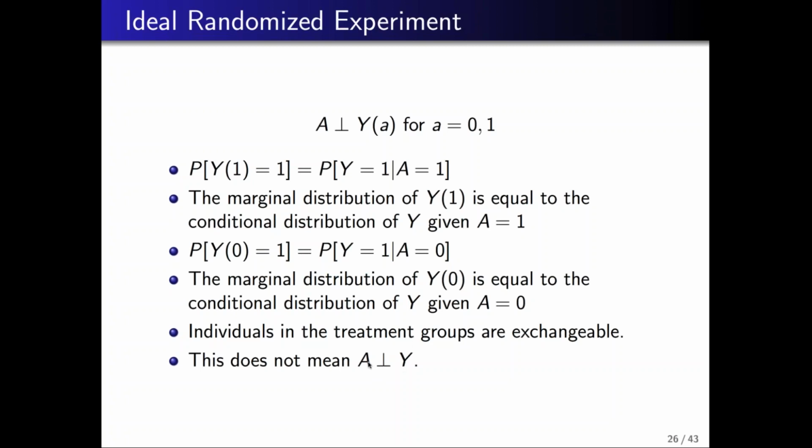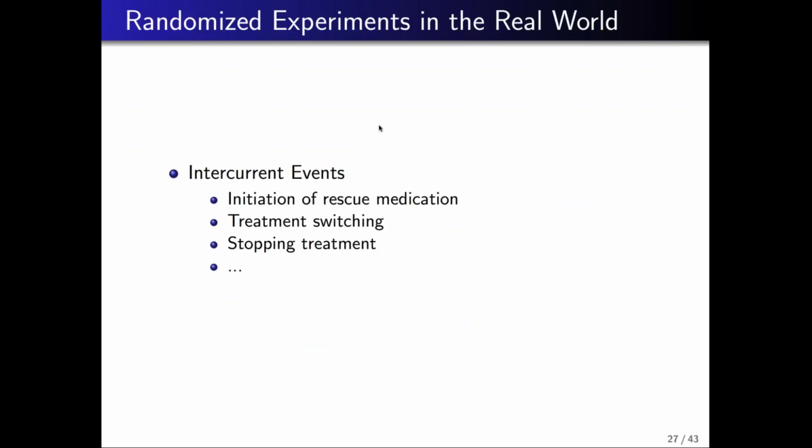Importantly, this does not mean that treatment assignment is independent of the observed outcome. In fact, they can be related to one another. This assumption here is not the same as saying that A is independent of the observed outcome. In fact, we expect it to be related in trials where treatment is effective. And so that's another really important point.